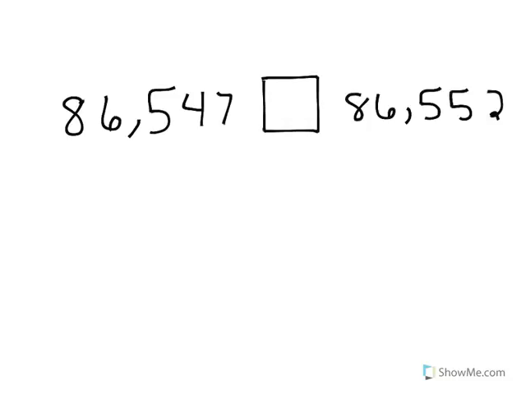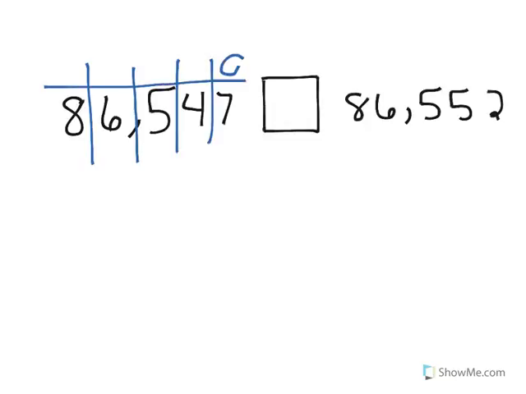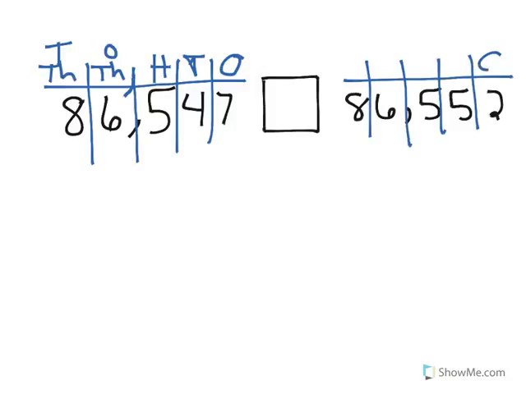which one is less. Just like before, I need to make myself a place value chart for my numbers. Ones, tens, hundreds, 1,000s, my comma, and the 10,000s. Same thing for this number. Ones, tens, hundreds, 1,000s, 10,000s, and my comma. Alright, now I'm ready to start comparing.